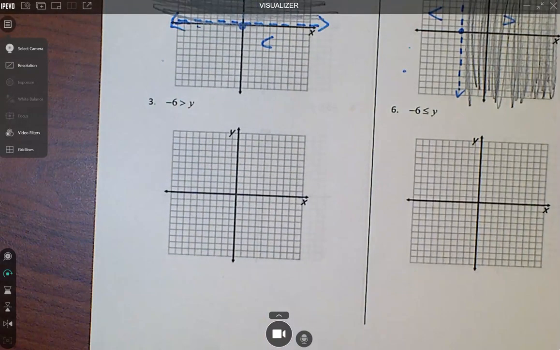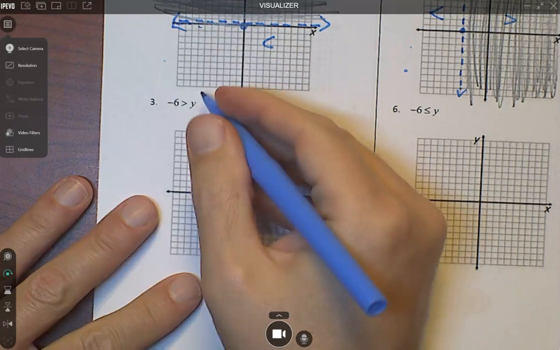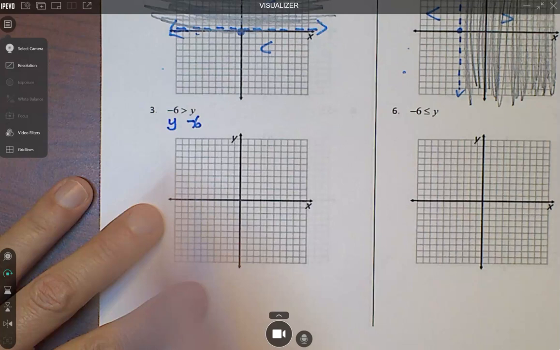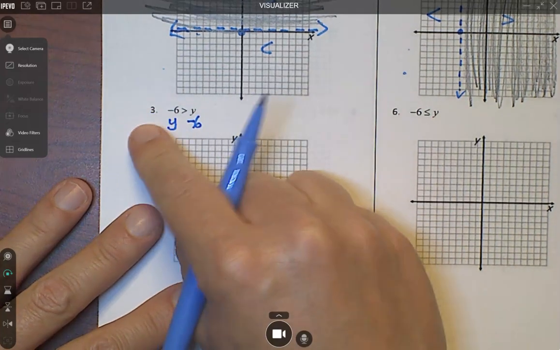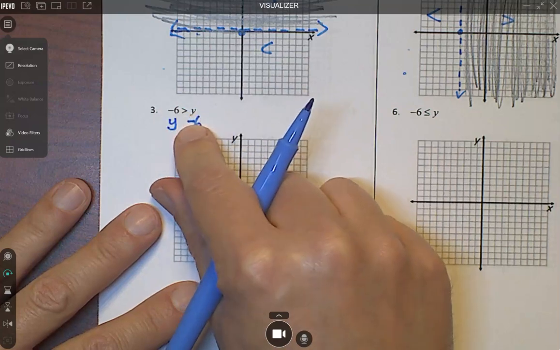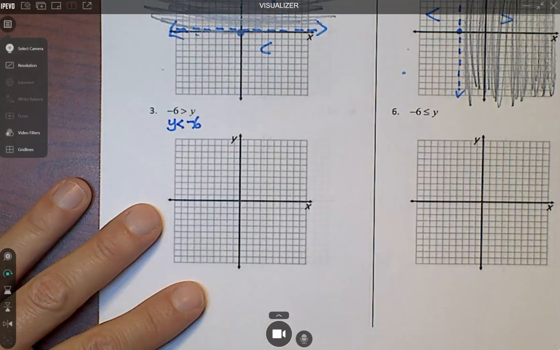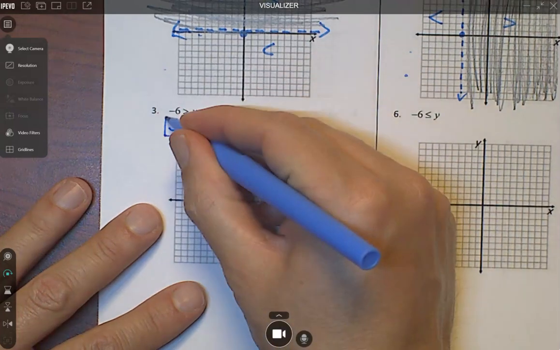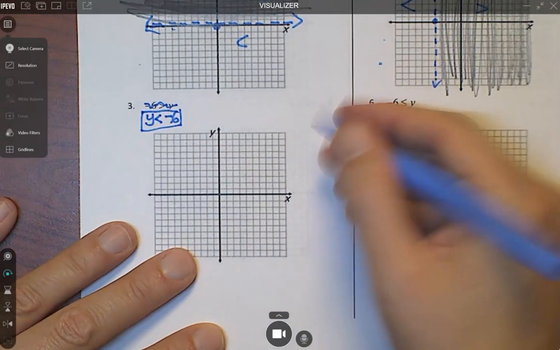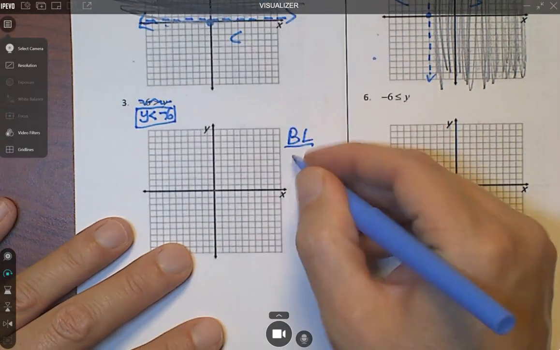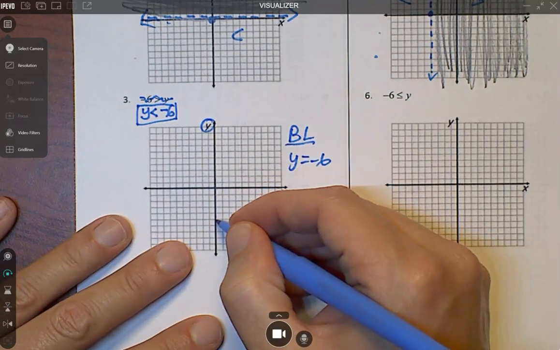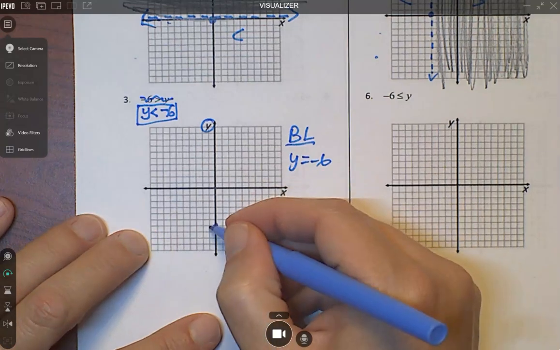Okay, so sometimes you have to switch it in inequality land. Okay, if I switch where y and negative 6 are, okay, the alligator eats the bigger number, so -6 is bigger than y. So down here I need to make sure I flip it. So we're going to go by this, not by that. Okay, and so the boundary line is y equals -6, so go find -6. And it's going to be dashed.